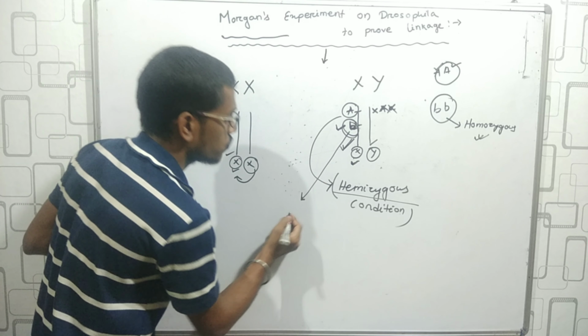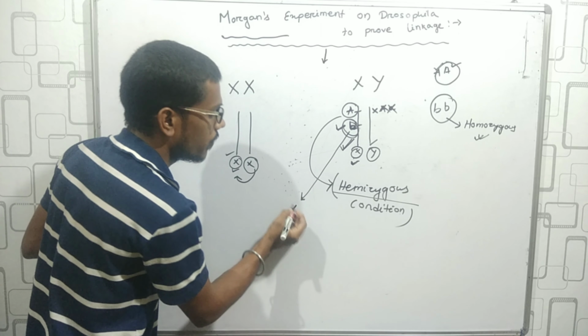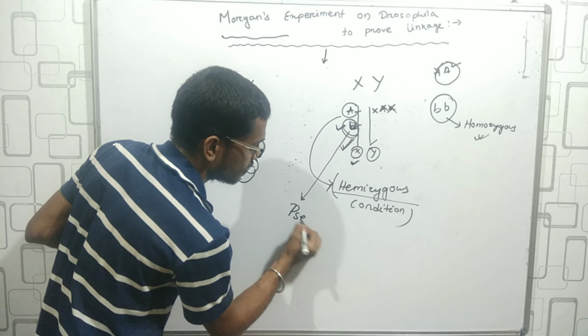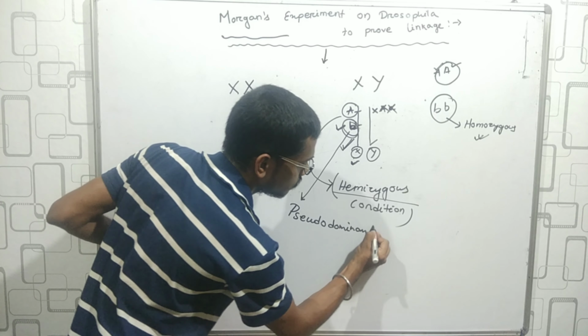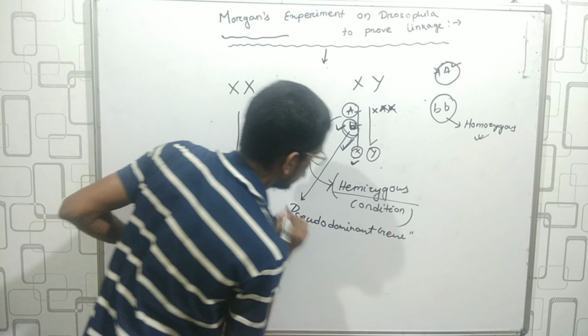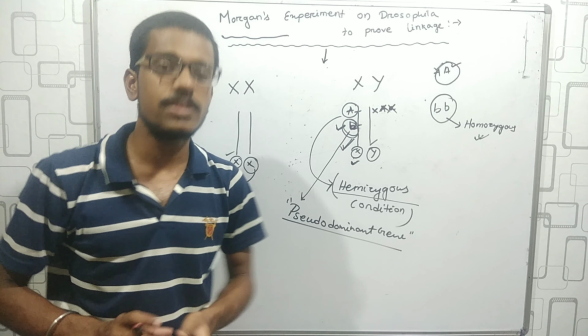That is called what? That's why this recessive B gene is called a pseudo-dominant gene. Pseudo means false, so this is a false dominant gene.